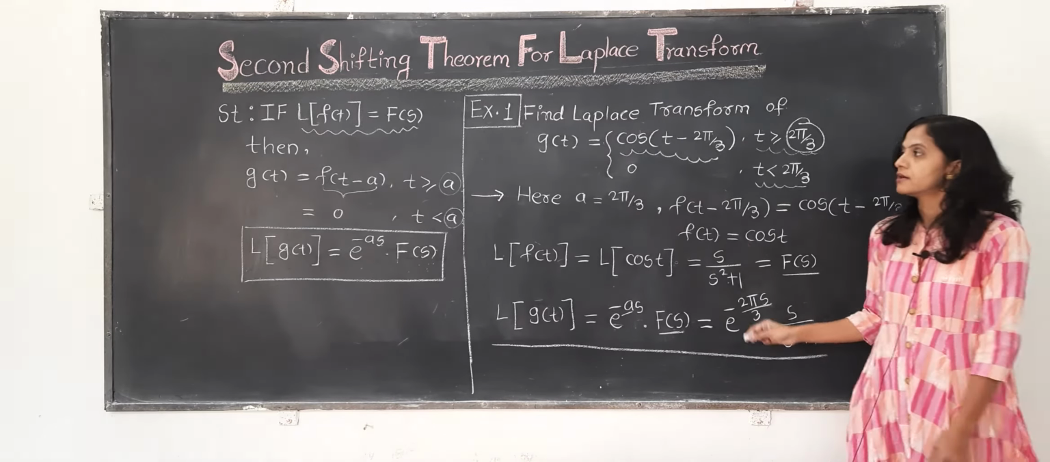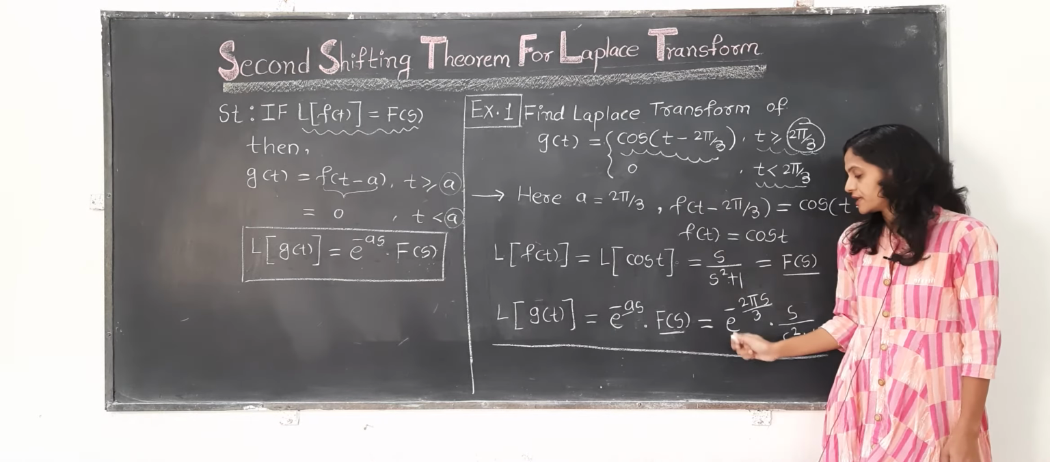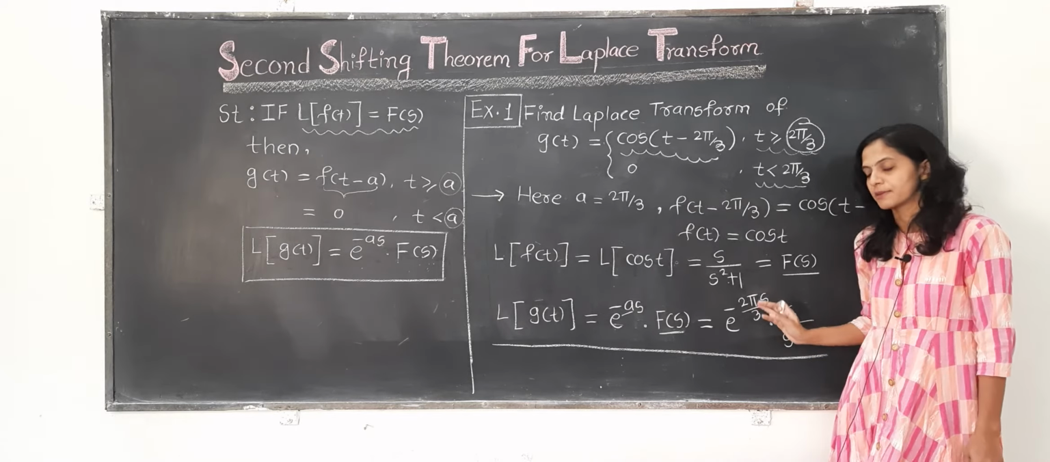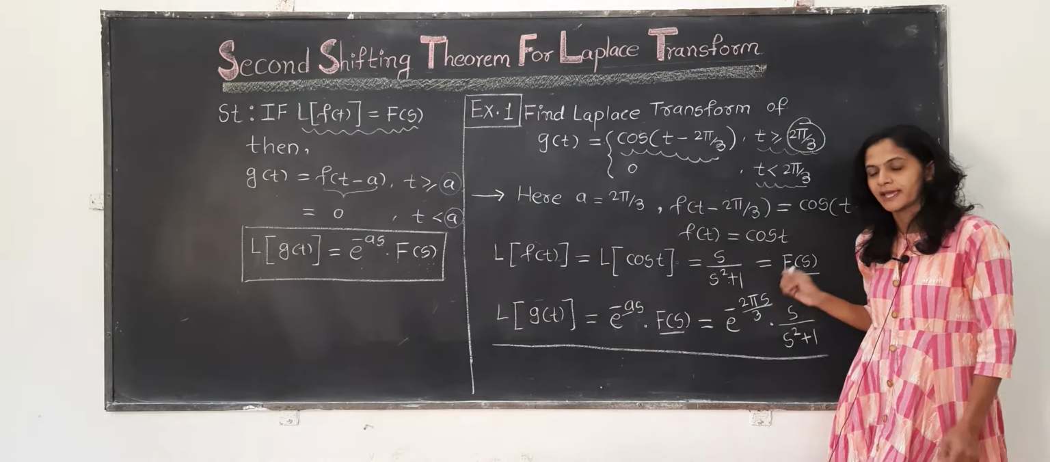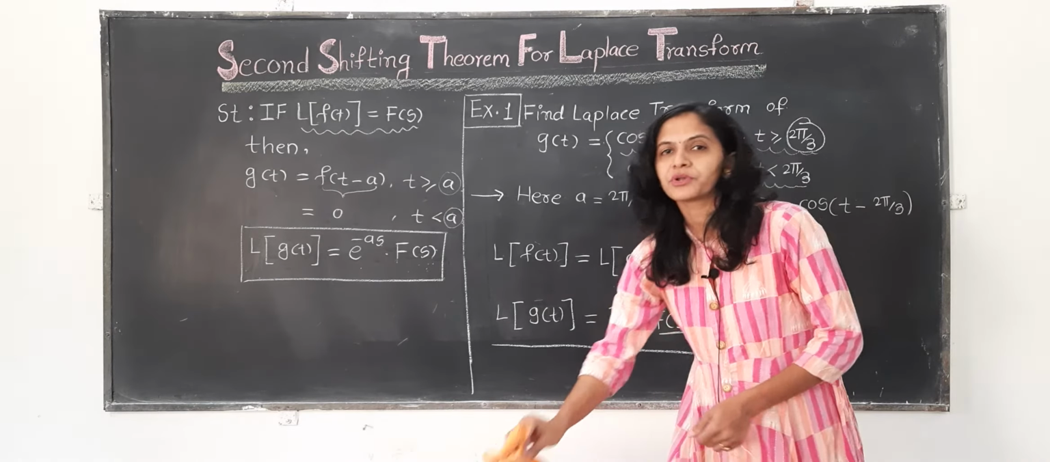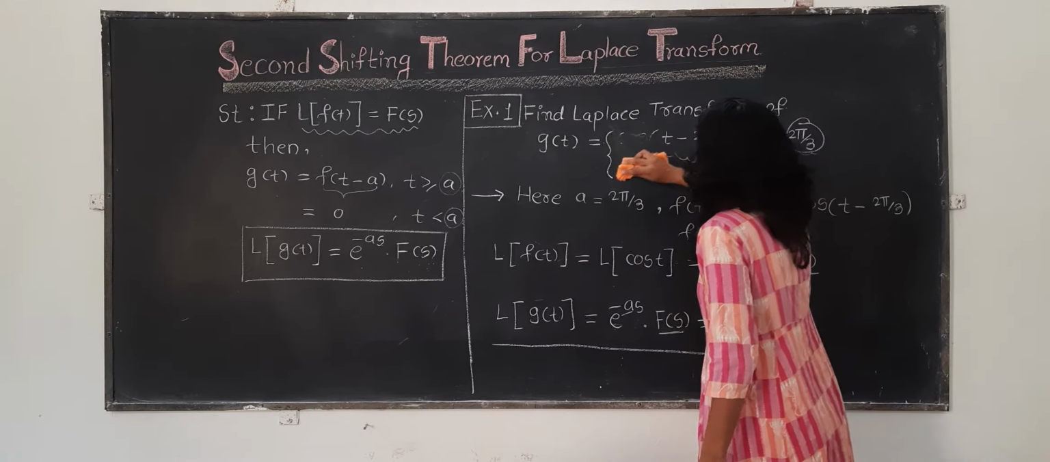Here we got the Laplace of this function g(t), that is e raised to minus 2 pi s upon 3 into s upon s square plus 1. Let's see one more example for this.